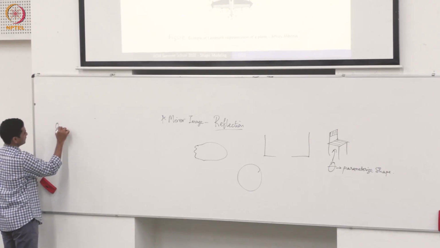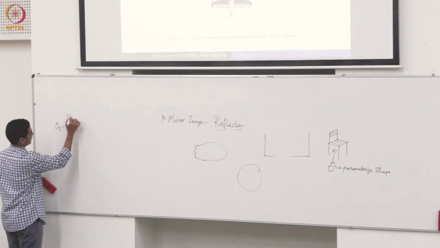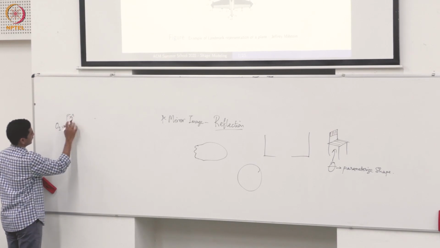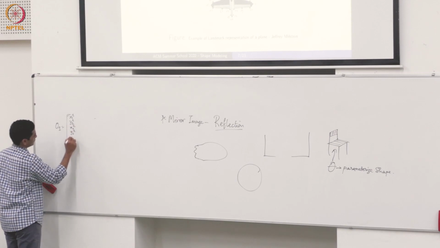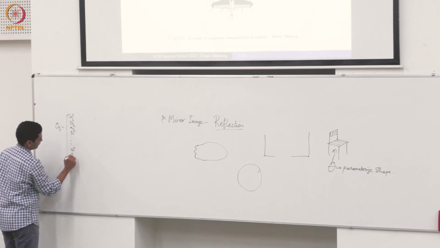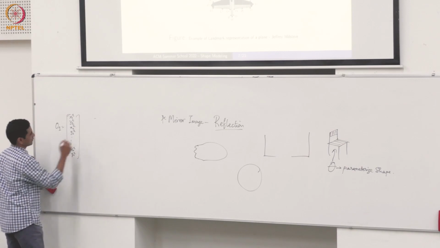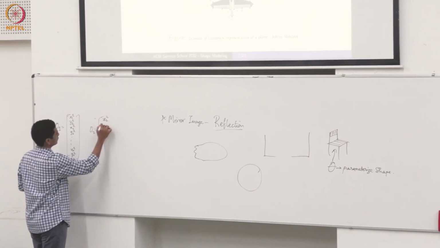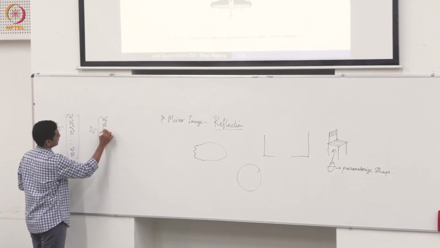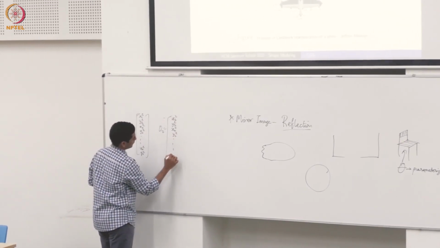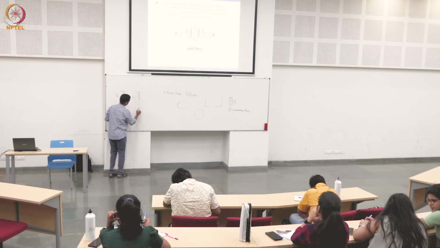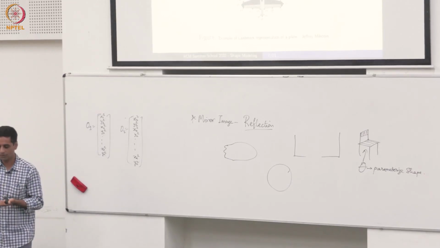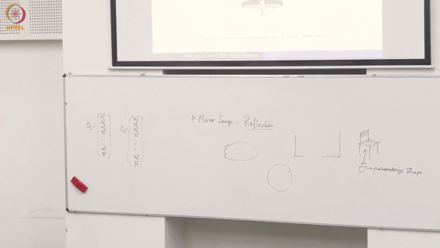So object 1 is going to be represented by x11, let's say y11, x21, y21, so on and so forth, xn1, yn1. Object 2 is going to be x12, y12, x22, y22, so on and yn2. So the superscript denotes the object number, right? Subscript denotes the landmark number in that object.